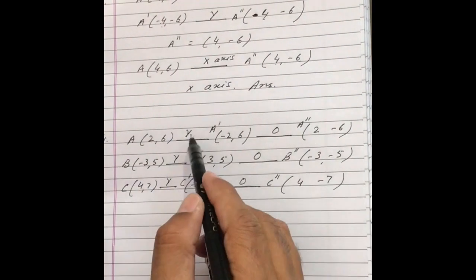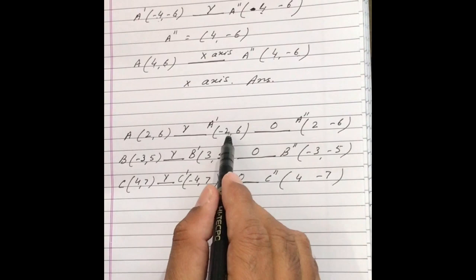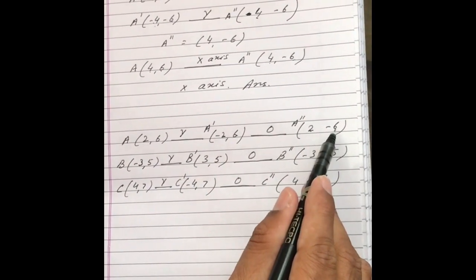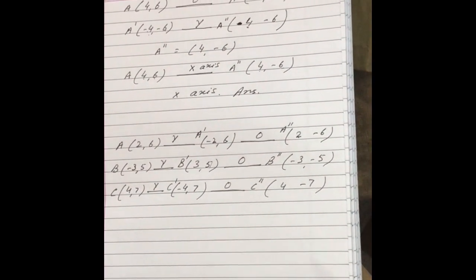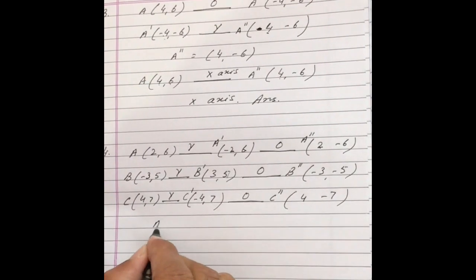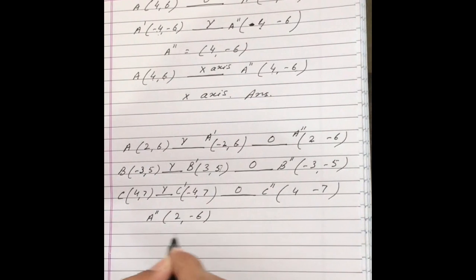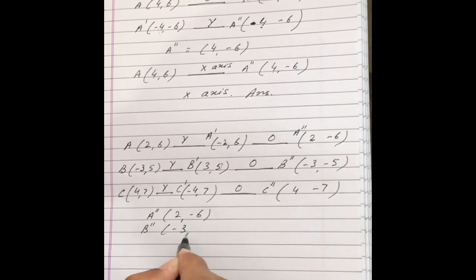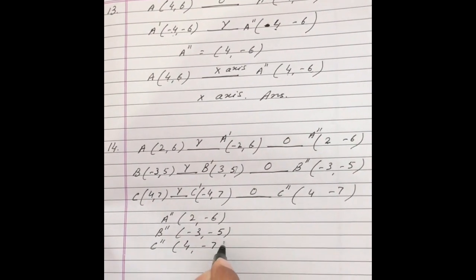So when I reflect in the y-axis, the sign of first will change. When I reflect in the origin, both signs will change. Minus 2 will become 2, 6 will become minus 6, as also in B dash, B double dash and C double dash. So A double dash is 2, minus 6. B double dash is minus 3, minus 5. C double dash is 4 and minus 7.